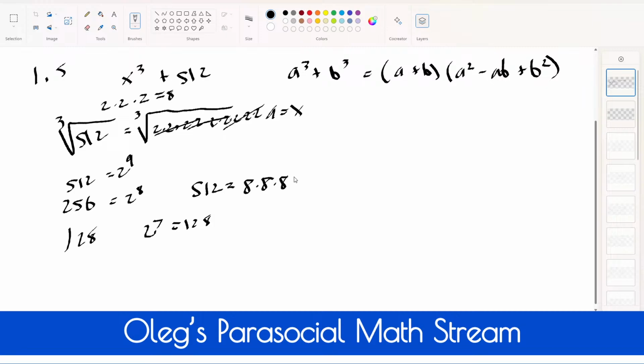So now we've established that. Let's move this a little bit. Okay. And B is equal to 8. So now what we're going to do is this form. x plus 8 times x squared minus 8x plus 64. All right. And that should be right. And yes, it is.